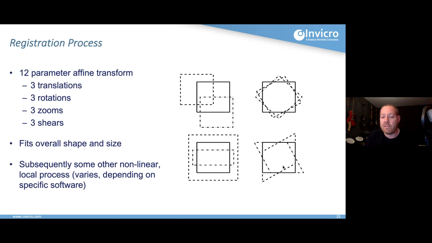Hope that makes sense. So a simple kind of linear registration process uses what's called a 12 parameter affine transform. So it does 3 translations, 3 rotations, 3 zooms in and out, and 3 shears, which is kind of moving the images like that. And that helps to fit the overall shape and size. And then there's been a lot of work on this over the years on how to further optimize that. So all software does other fancier things after that general fitting process to try and get better local fits at particular points of the brain and things like that.